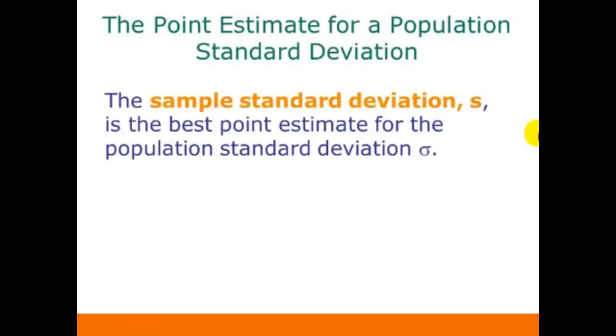So first of all, let's talk about the point estimate for a population standard deviation, since that's what we're trying to estimate in this section. The sample standard deviation, s, is the best point estimate for the population standard deviation, sigma.